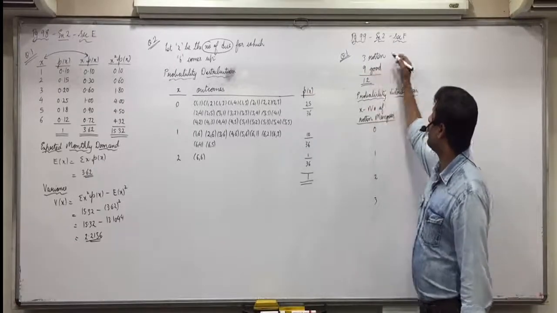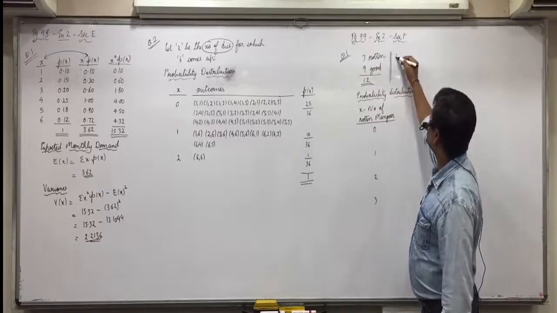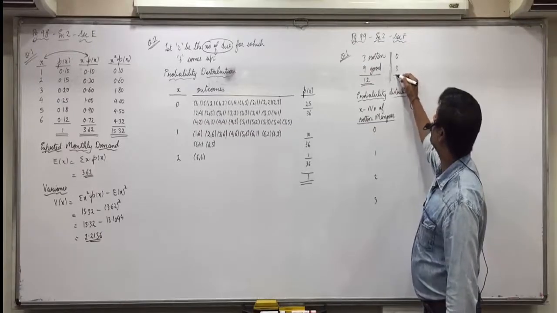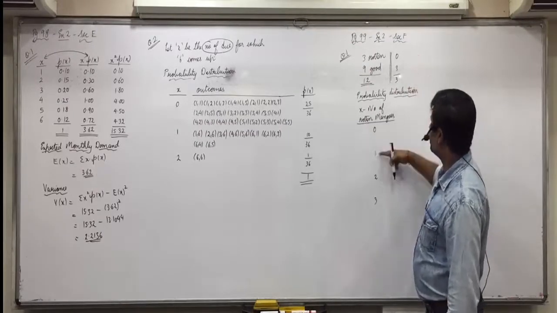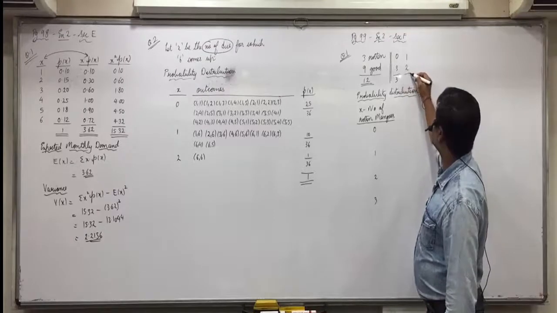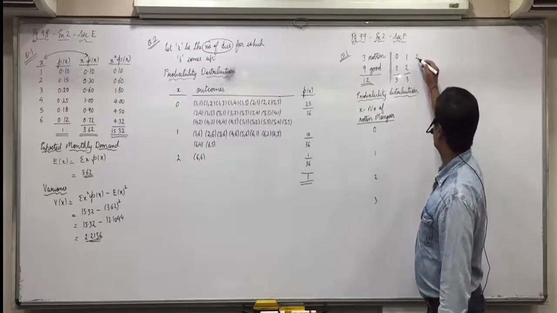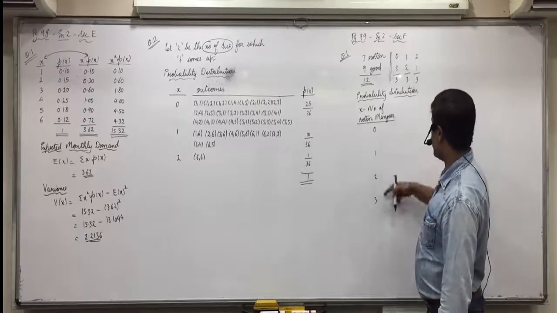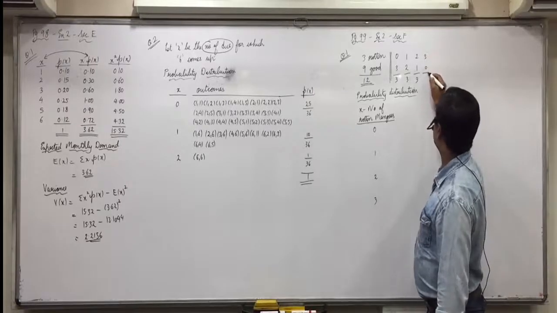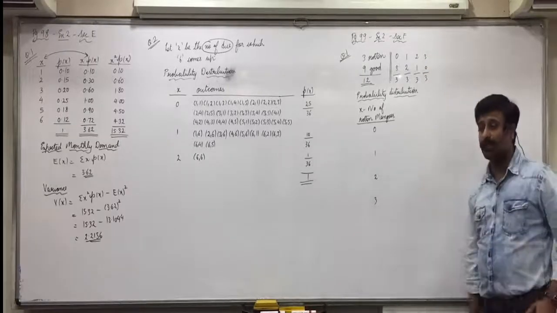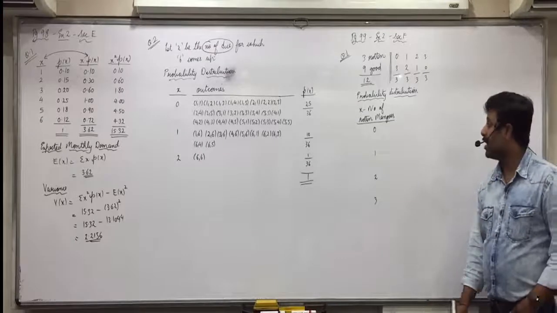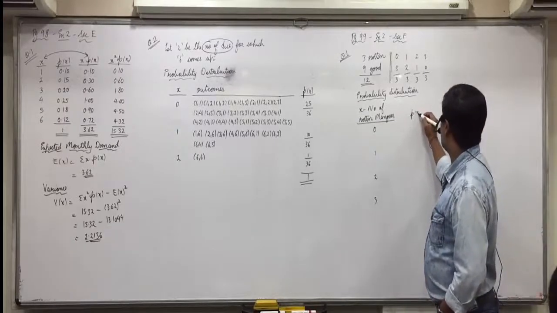0 means you can have 0 rotten and 3 good, or 1 rotten and 2 good, or 2 rotten and 1 good, or 3 rotten and 0 good. All these options are possible. Did you understand this? Now, how do we find this probability?